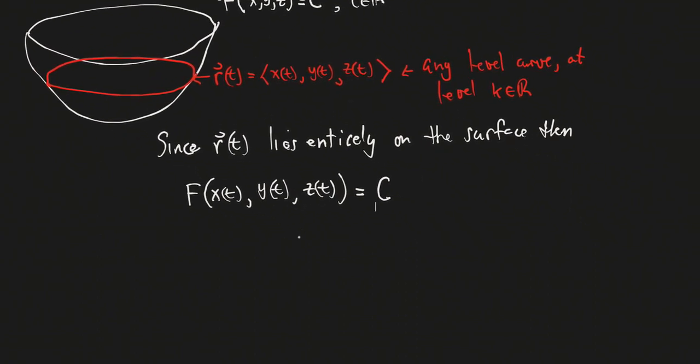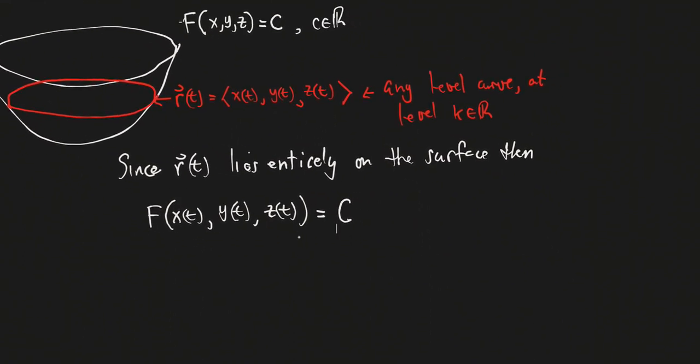So let's think of how we could possibly come up with an expression for the derivative of this side with respect to t. Well, look at this. Our surface is a function of x, y, and z. And then the components of our curve are functions of t. That smells like the chain rule again.